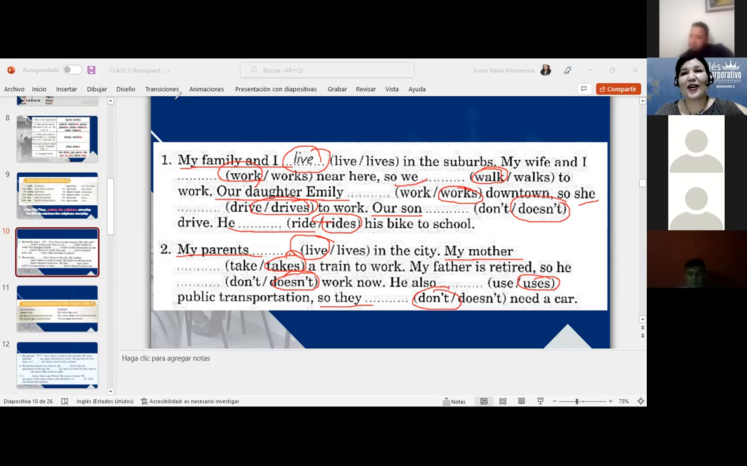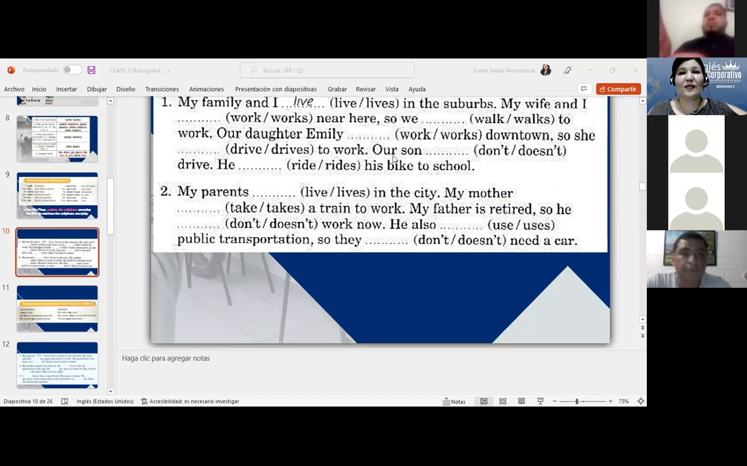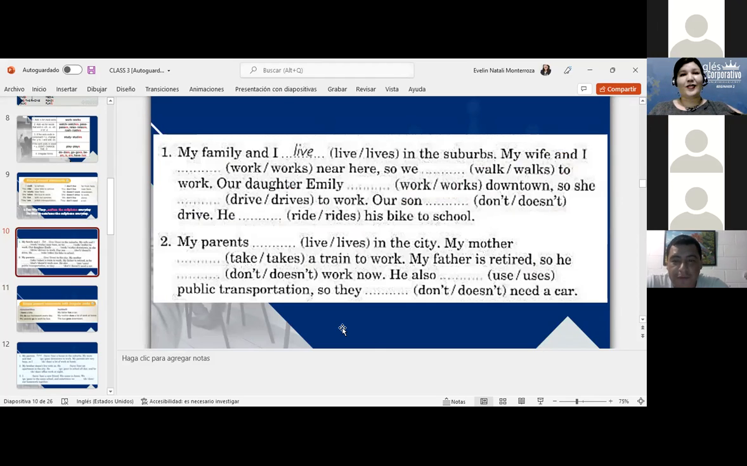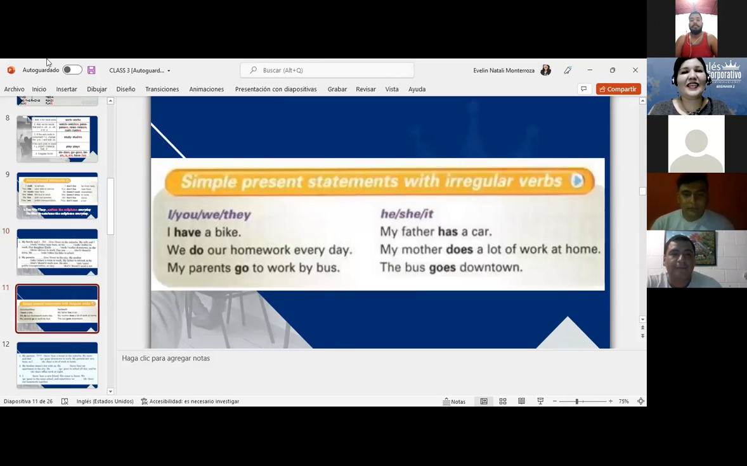We need to be very careful, people. We need to be very careful on the subject that we have on the sentences for us to use the correct form of the verb. But as we love to practice, we are going to go with the second part of the practice. Here, teacher, yes? Excuse me. What is retired? Retired. Right?